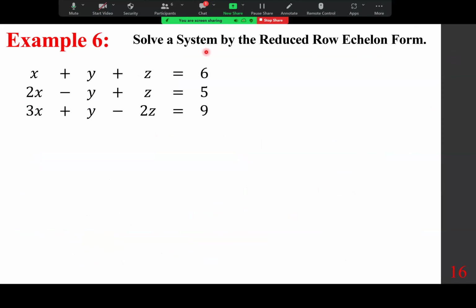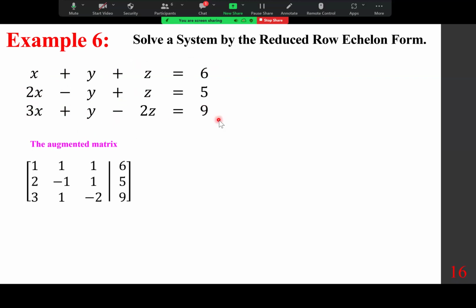All right, solve a system by reduced row echelon form. So this is the system. We're going to write the augmented matrix. And you can write 1, 2, 3, 1, -1, 1, 1, 1, -2, 6, 5, 9. If you go row wise, 1, 1, 1, 6, 2, -1, 1, 5, 3, +1, -2, 9. As long as you just write the coefficients and the constant, put them together, and of course it's 3 by 4.